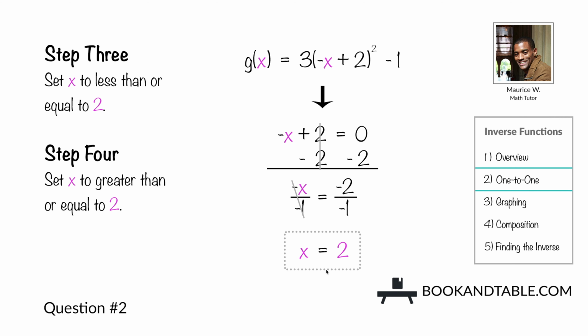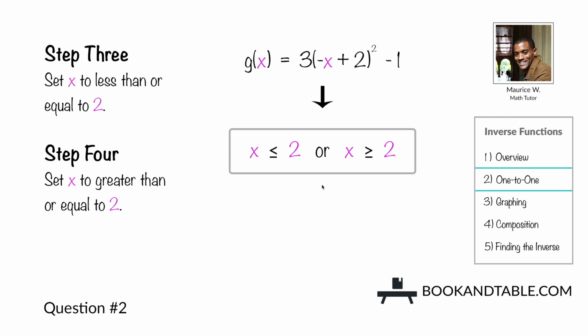So step 3, we want to set x to less than or equal to 2. And step 4, we want to set x to greater than or equal to 2. So we restrict the domain for g of x to x is less than or equal to 2 or x is greater than or equal to 2.